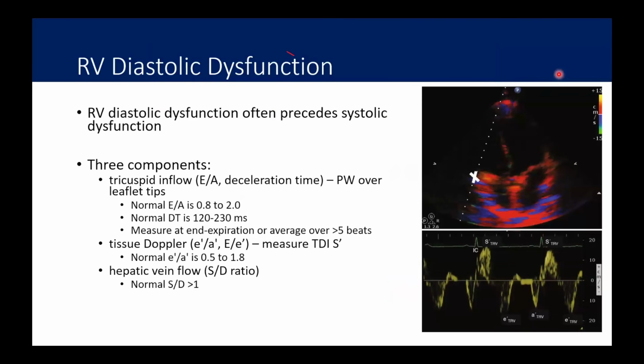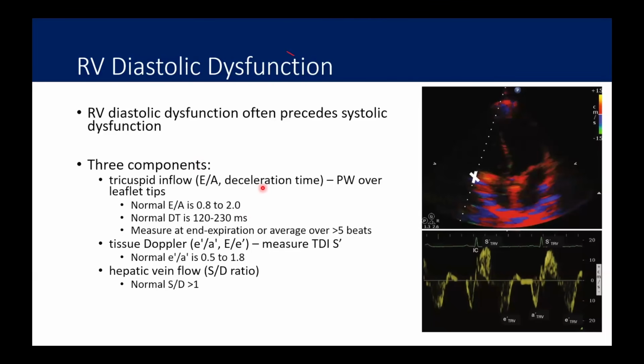So next we'll move on to your RV diastolic function. And this becomes abnormal often before your systolic function does. And so it has three components to it, and you're already set up for two of them when you're at the tricuspid annulus, right? So your first is your tricuspid inflow Doppler, where you're placing that PW sample at the tips of the tricuspid leaflet from the apical four-chamber. And that gives you your E wave, which is your early passive filling, your A wave, which is your atrial contraction, and then you look at your ratio.